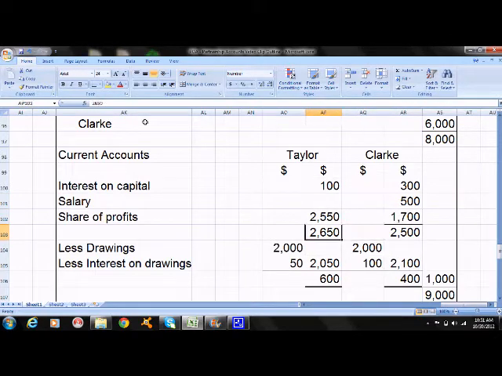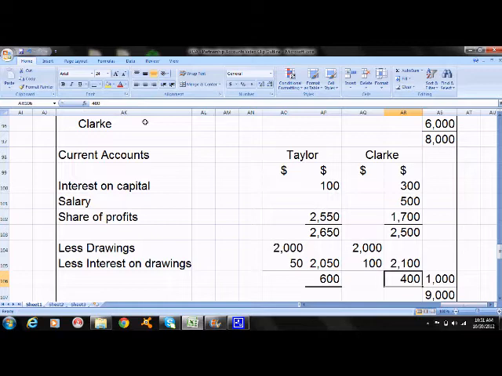This is a format to show you how to construct the balance sheet for a partnership. I add the drawings plus the interest on drawings and then subtract it from the share of profits. We get $600. In this case, we're going to also add the drawings plus interest on drawings and subtract it from the share of profits. It's $2,500 and we get $400.